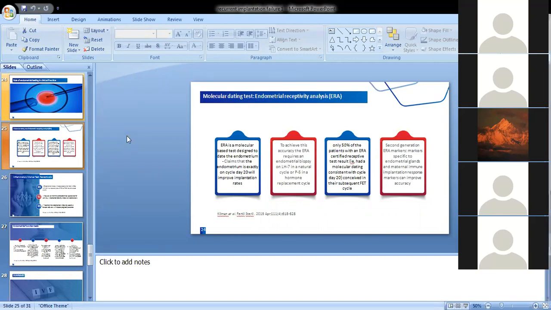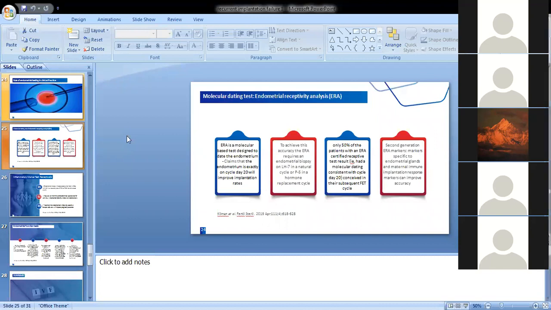The purpose of the endometrial receptivity assay is to diagnose how the endometrium is being prepared, and according to the report, you can plan a personalized embryo transfer, that is PET, for patients with recurrent implantation failure. So it's a molecular based test designed to date the endometrium. It claims that transferring on the exact day will improve implantation rates.